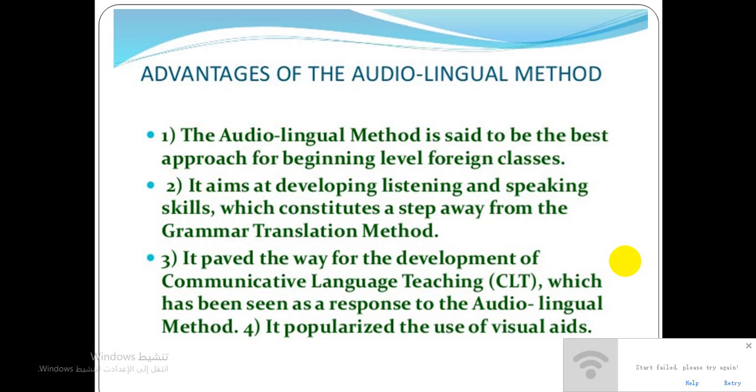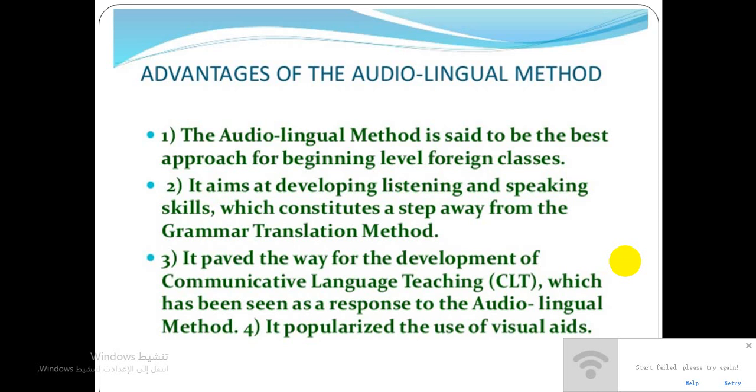Advantages of the audiolingual method. In terms of the advantages of the audiolingual method, there are many benefits brought about by audiolingualism in comparison with the grammar translation method and direct method. The audiolingual method is said to be the best approach for beginning level foreign language classes. It aims at developing listening and speaking skills, which constitutes a step away from the grammar translation method.